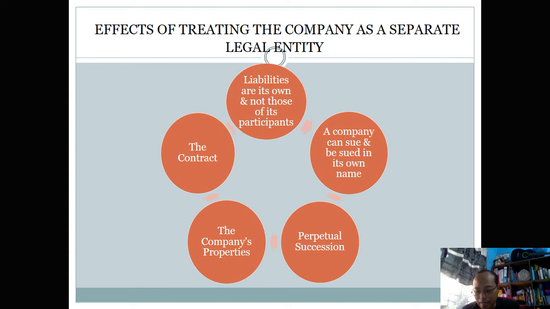Furthermore, the company can have properties. The company can buy properties, and can own the properties under its own name. The company also can enter into a contract in its own name. And the last is that the liabilities are its own and not of its participants or its members.